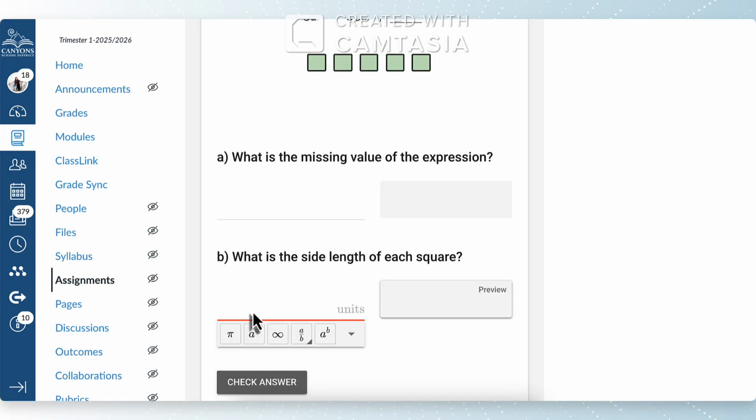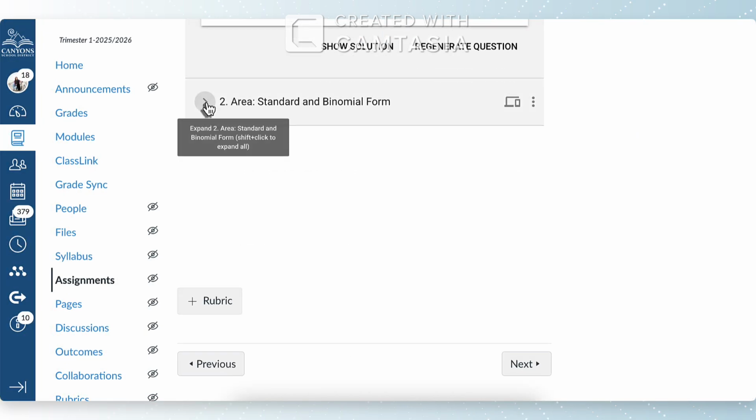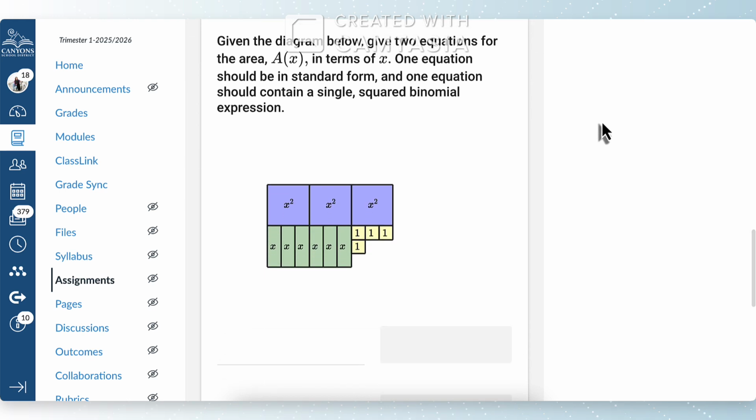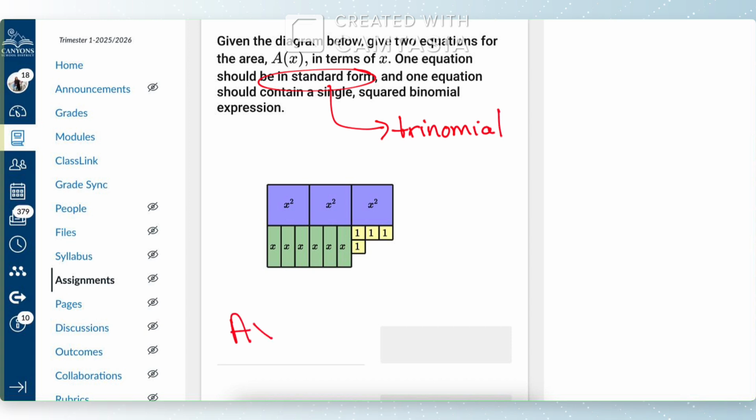Alrighty. Next question is just asking for our two expressions, right? One is going to be our standard form. Our standard form, remember, is a trinomial. That means that I'm just going to add up all my parts. So a of x is equal to 3x squared plus 1, 2, 3, 4, 5, 6 x's plus 4.